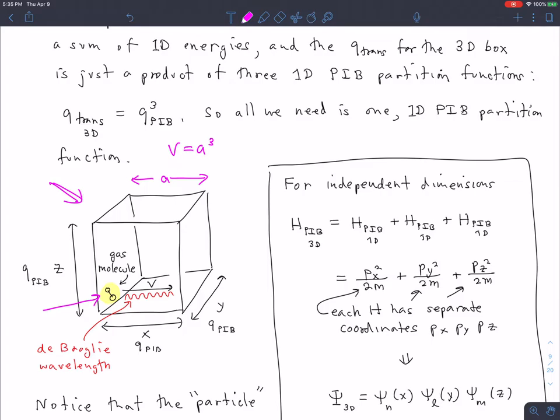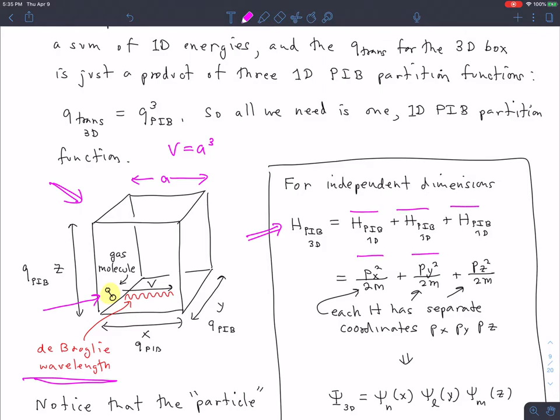So we're going to have our molecules running around inside the box. And because they're quantum particles, they have a de Broglie wavelength. So they're all quantum waves in addition to being molecules. And we're going to see that that de Broglie wavelength is an important part of the statistical result that we get.